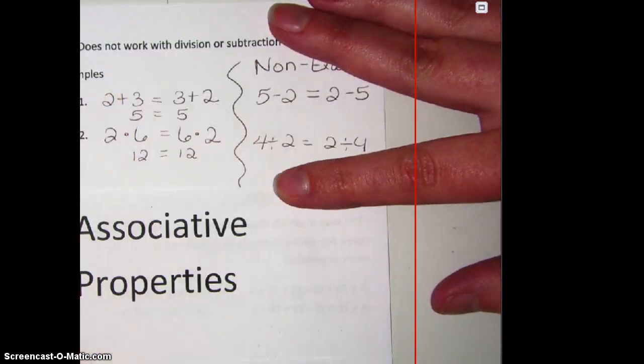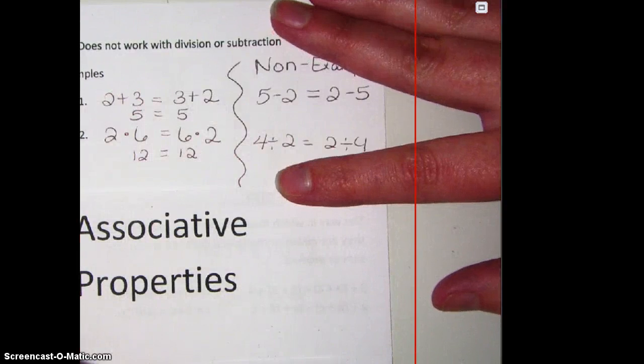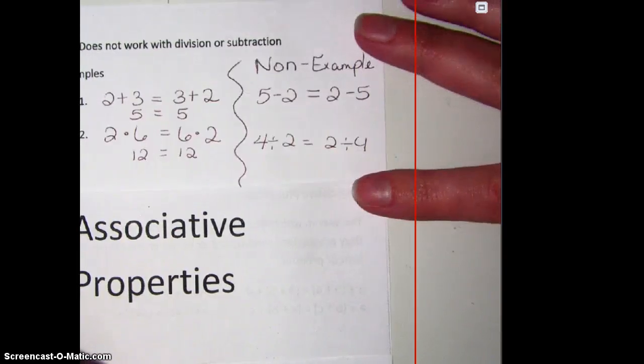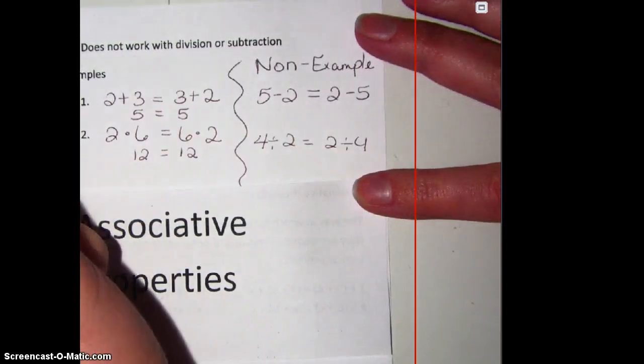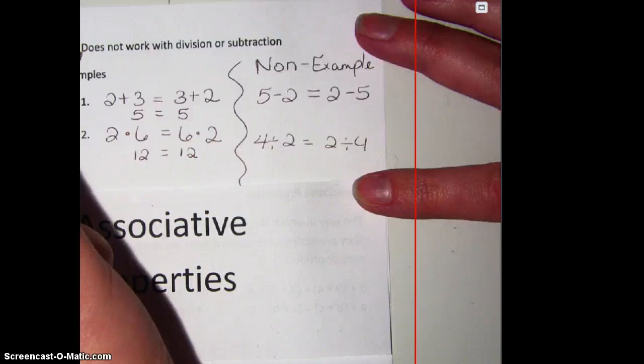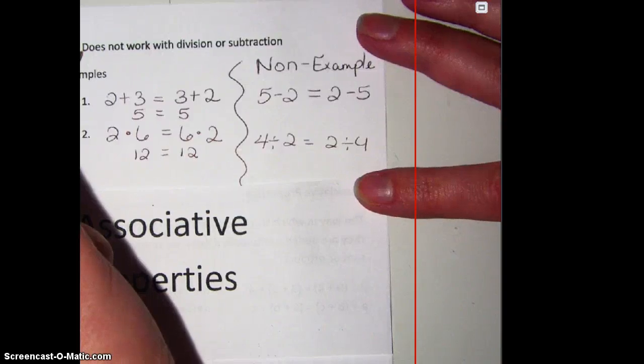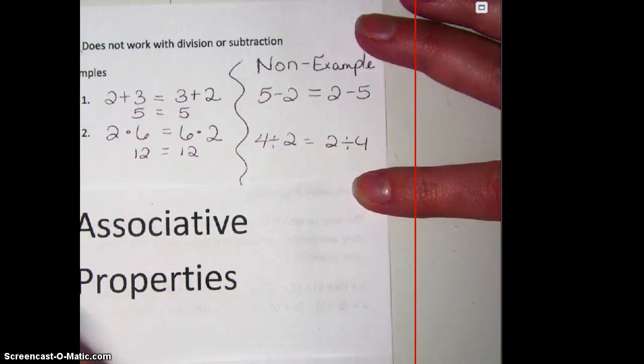2 times 6 equals 12, and 6 times 2 equals 12. Again, that's true. They are equal to each other. Let's take a look at a few examples, because at the top of the paper in 3 asterisks it says does not work with division or subtraction. Let's see why that's true.